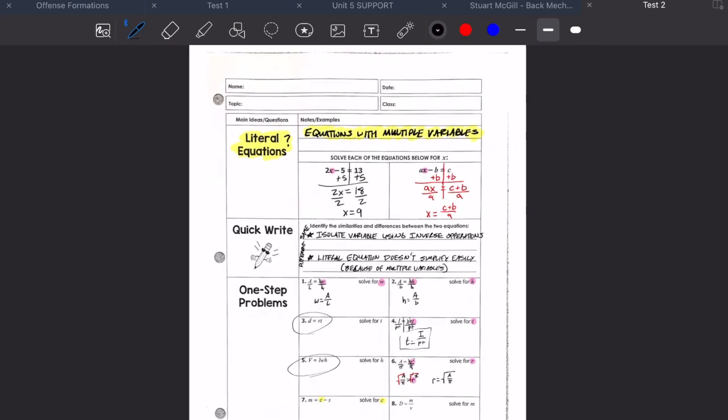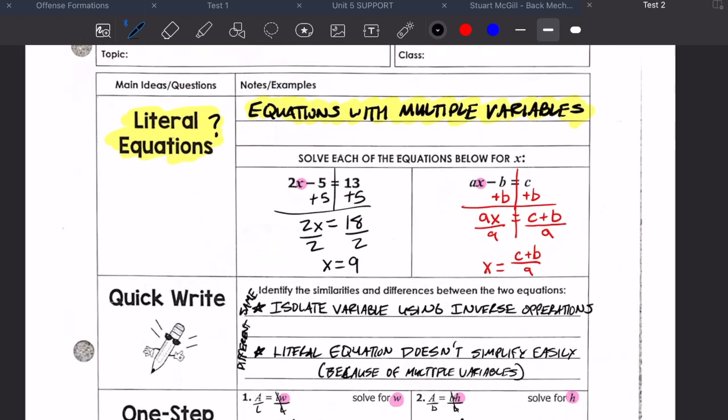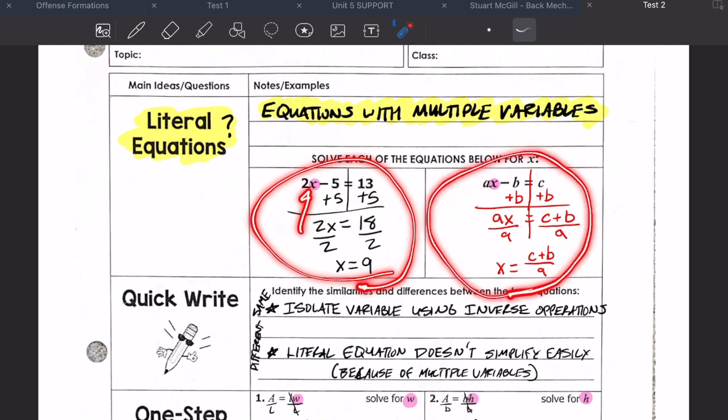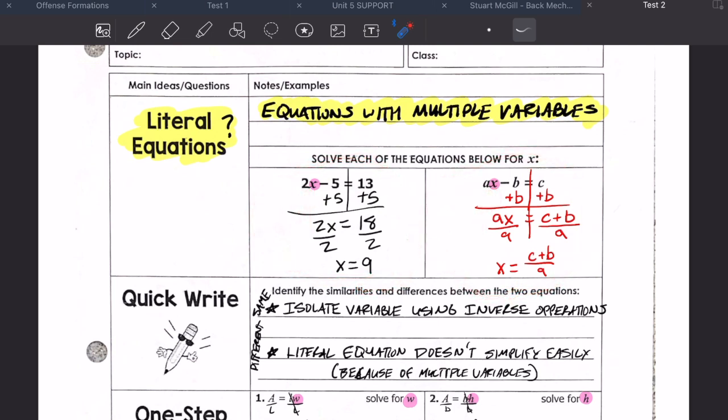So let's move on. We're going to start today with literal equations, which is where we ended yesterday. Remember, those are just equations with multiple variables. They're done just like we do our normal equations where we're solving for one variable, except now we have a bunch of variables and we're still just isolating those variables using inverse operations.